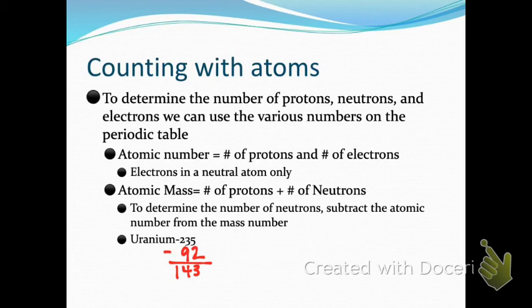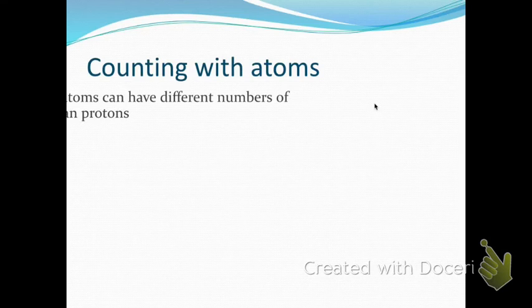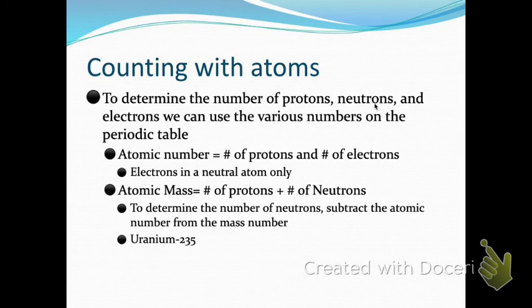All right, how many electrons would uranium have? No, not the same as neutrons. It's the same as protons. So its atomic number is 92, which means it has 92 electrons. Okay, I guess that's all.